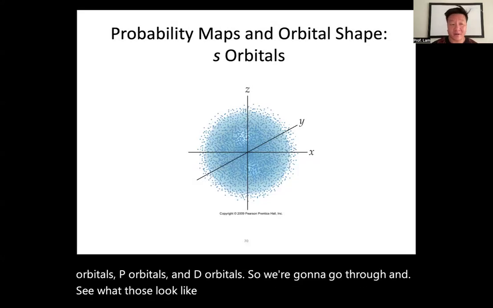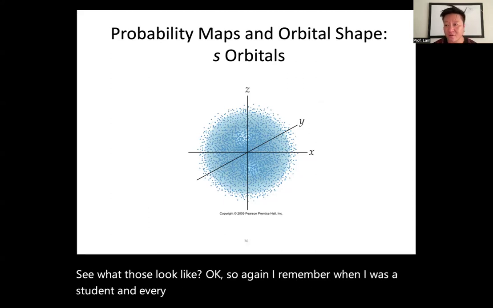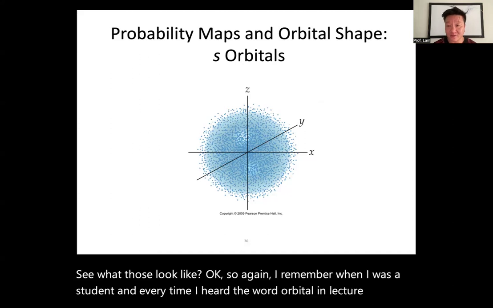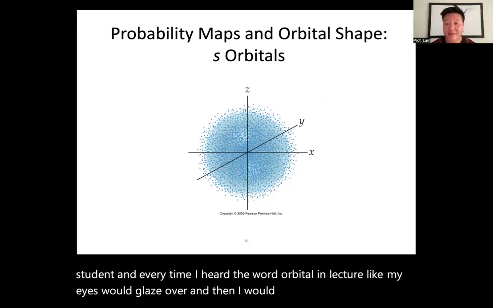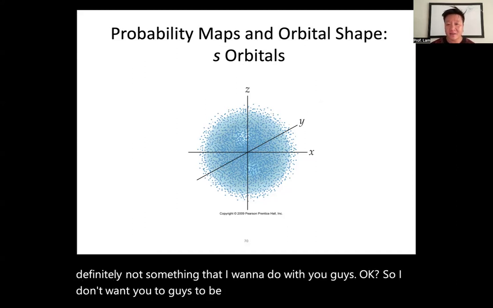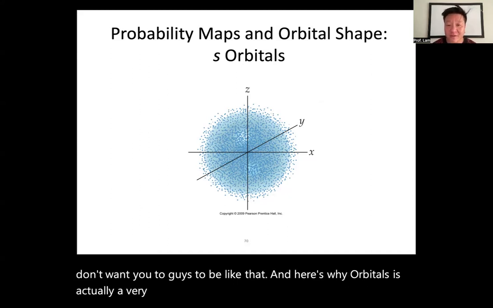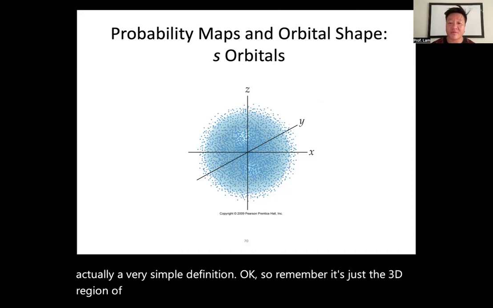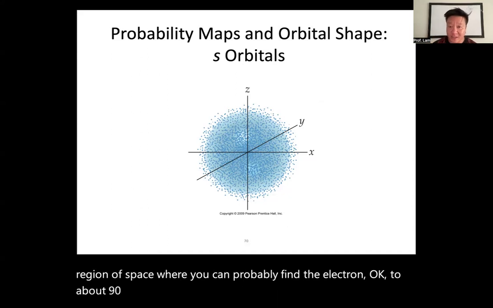Okay. So again, I remember when I was a student, and every time I heard the word orbital in lecture, my eyes would glaze over and then I would just tune out. And that's definitely not something that I want to do with you guys. Okay. So I don't want you guys to be like that. And here's why. Orbital is actually a very simple definition. Okay. So remember, it's just the 3D region of space where you can probably find the electron, to about 90% certainty within the atom. Okay, that's all it is.